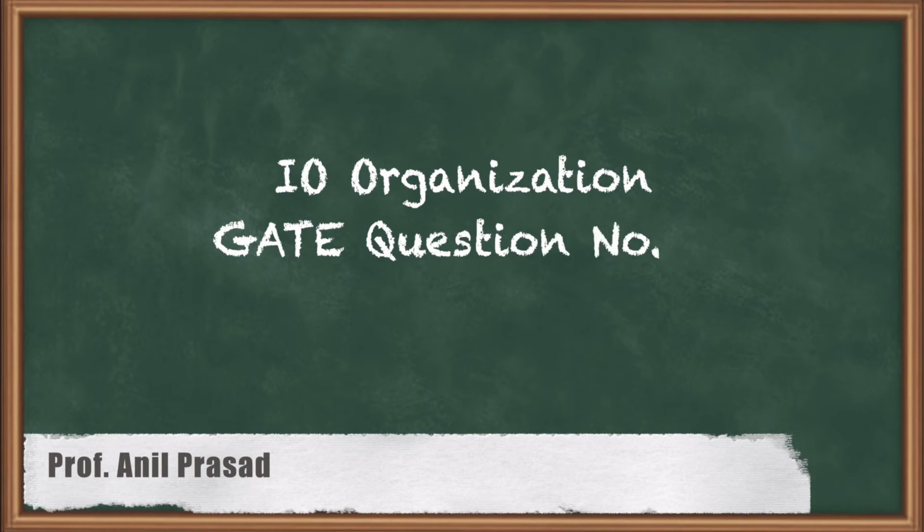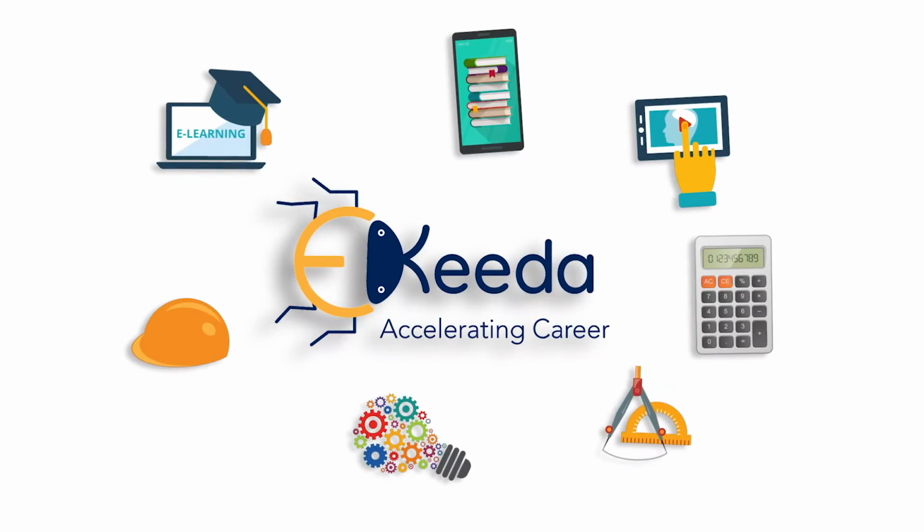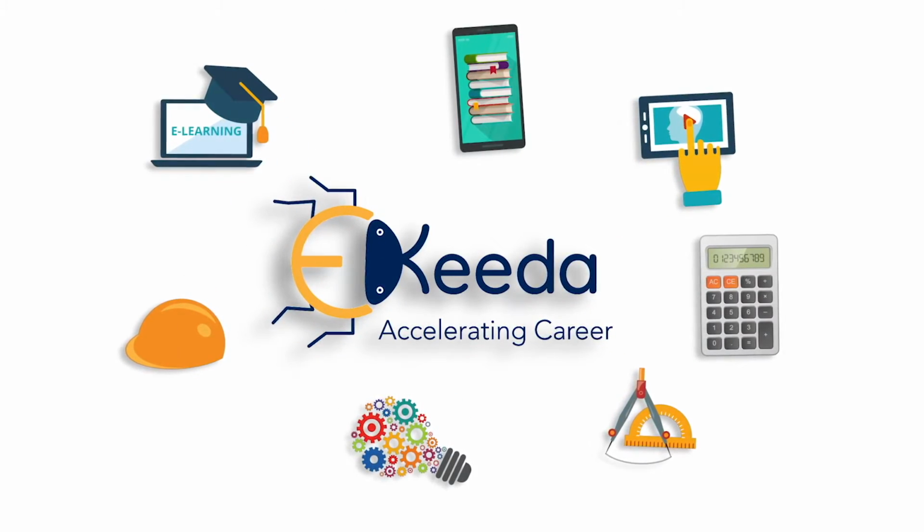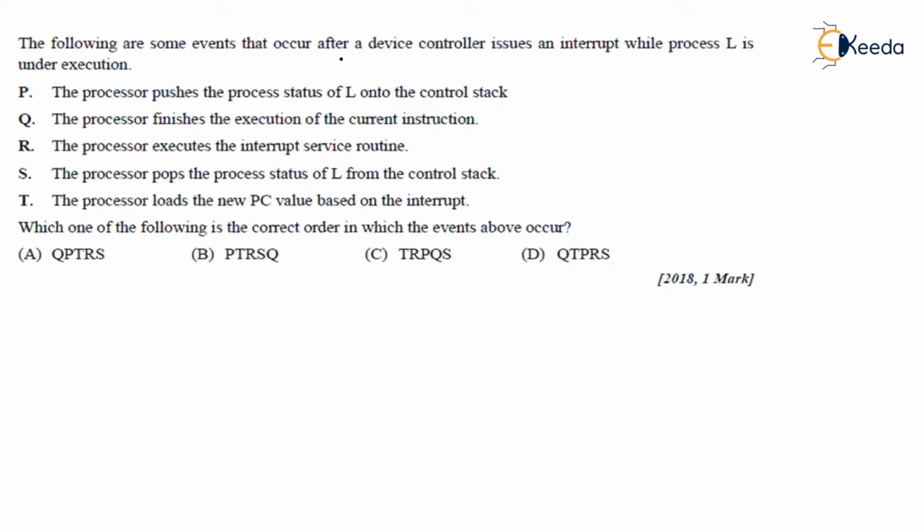Let us solve another question which was given in GATE 2018 for 1 mark, which is based on interrupts. The following are some events that occur after a device controller issues an interrupt while the process L is under execution. That is, one program is being executed and there comes an interrupt. What is going to happen in this case? There are several operations given here. What is the correct sequence of these operations? We need to find it out.